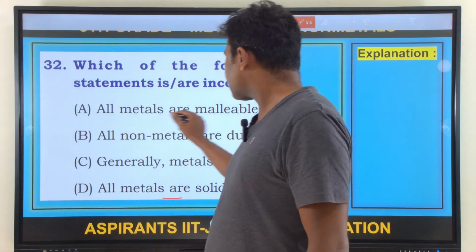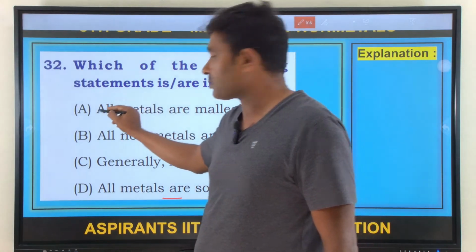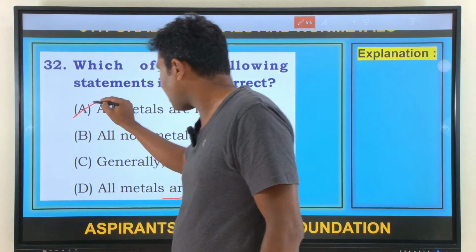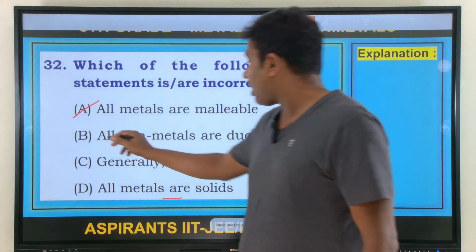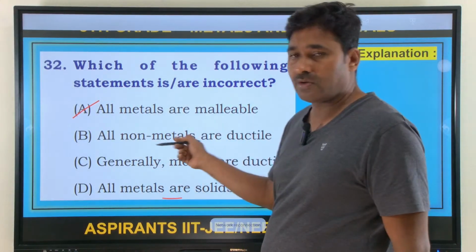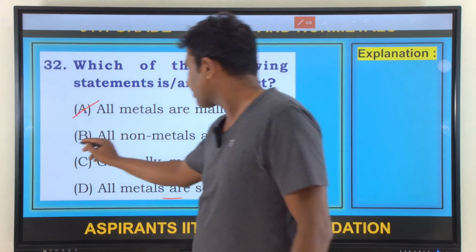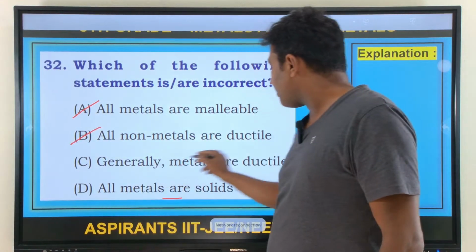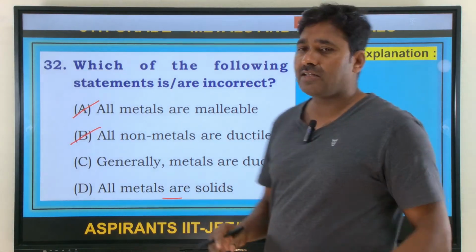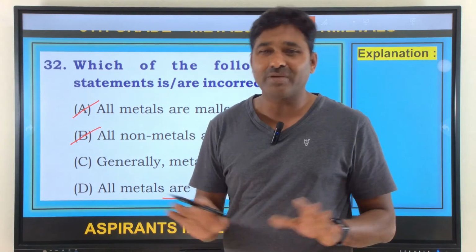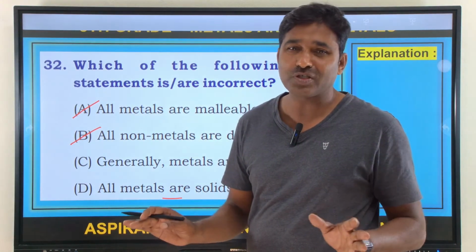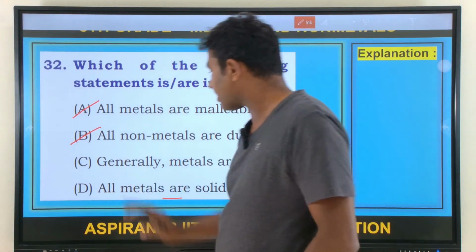Here, all metals are malleable means no, it is not possible. All metals are not malleable, so option A is incorrect. All non-metals are ductile? No, it is an incorrect statement. Generally metals are ductile. This is a generalized statement. Few exceptions are there. That means this statement is correct.